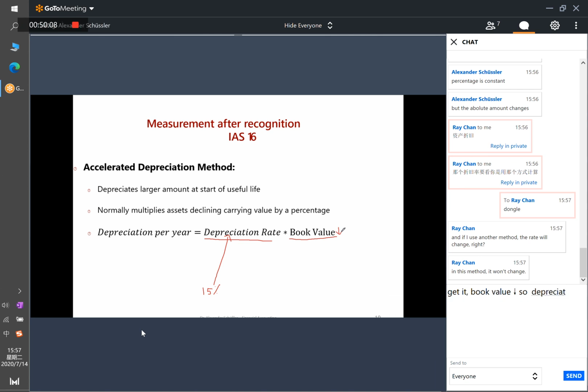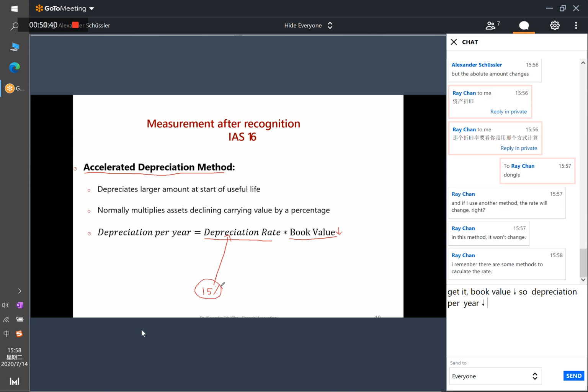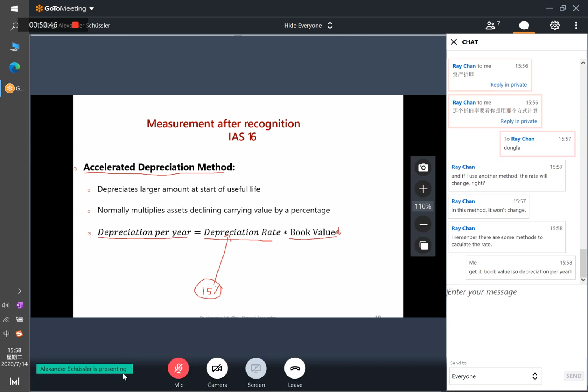This is only for the accelerated depreciation method. For the accelerated depreciation method, the depreciation rate stays the same. It's 15% or it's 20%, but it won't change. It stays the same. But the depreciation per year goes down. Why? Because the book value gets down.